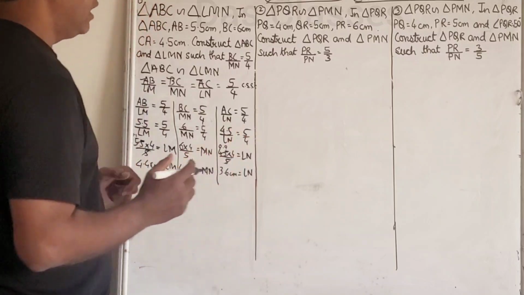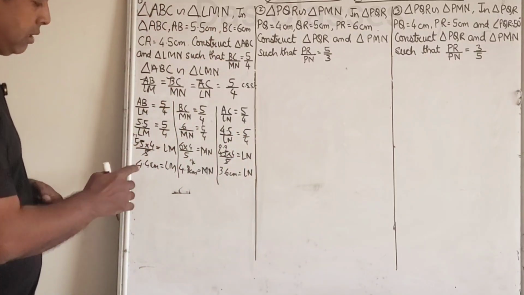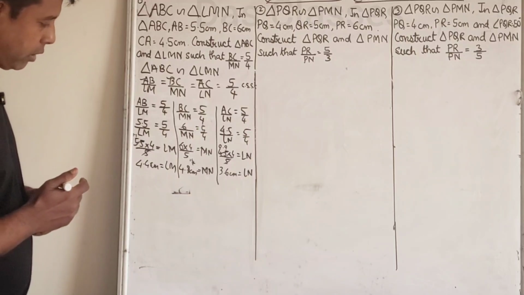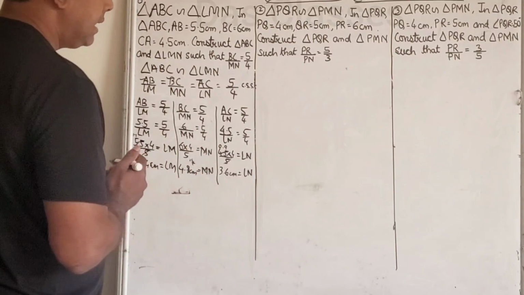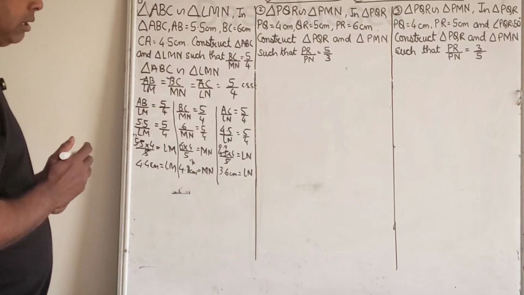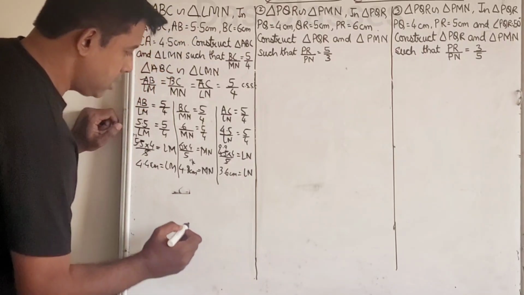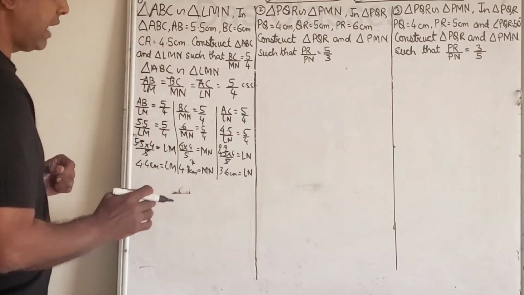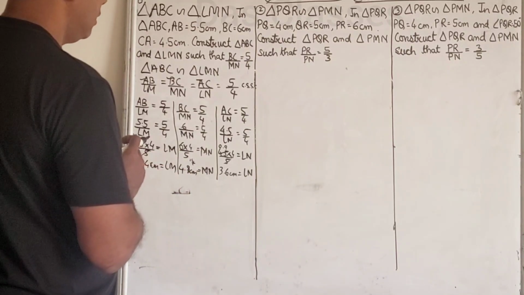So you see, we have got the values of all the sides of triangle LMN. LM is going to be 4.4 centimeter, MN is going to be 4.8 centimeter, and LN is going to be 3.6 centimeter. Now they have asked us to construct both these triangles. I hope you know how to construct a triangle.